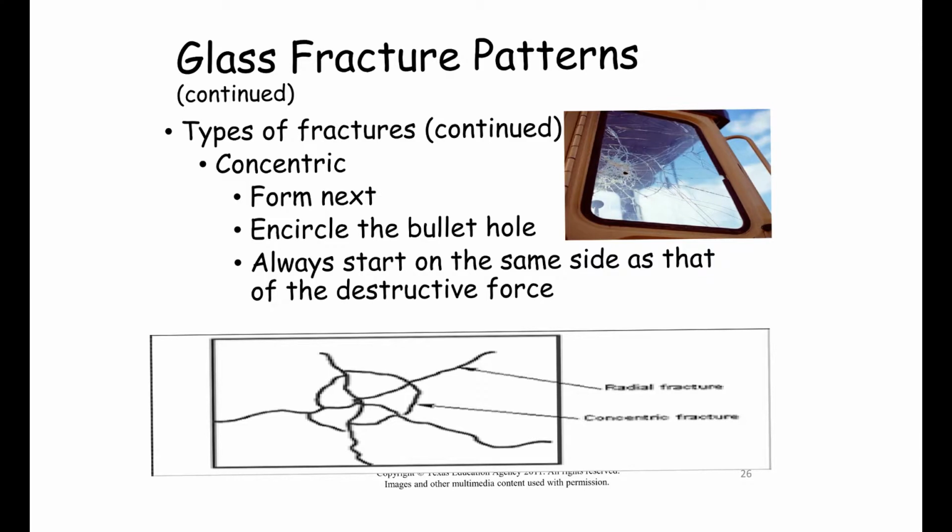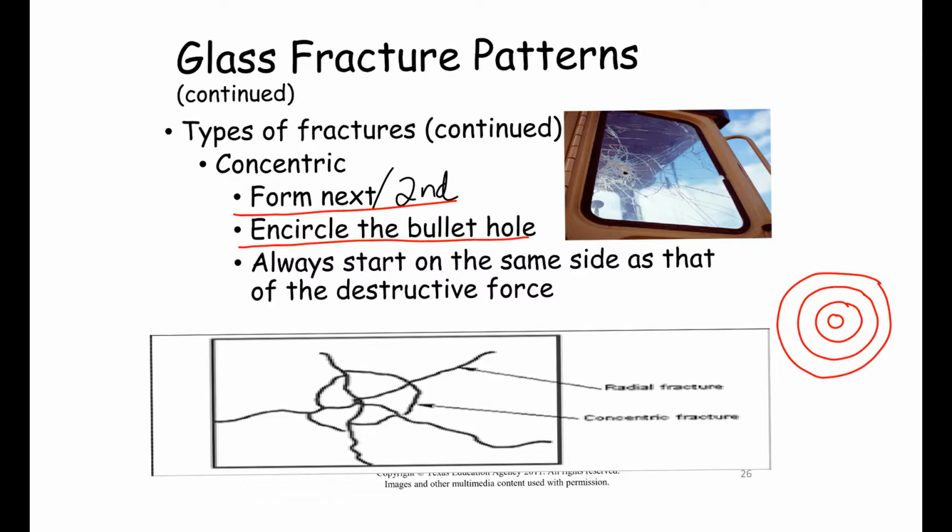The next kind of fracture is called a concentric fracture, and concentric fractures form second, so they form after radial fractures. I also need you to know that they encircle the bullet hole. So if here's my bullet hole, my concentric fractures are going to form around it, kind of like that. I always think of a bullseye or a target when I think of concentric fractures. They start on the same side as the force or the impact.